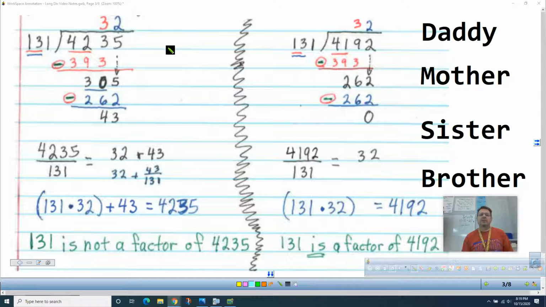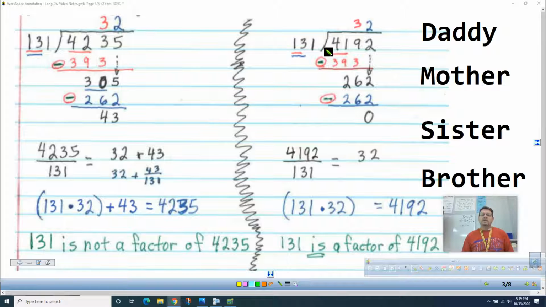But we have 2 different large numbers, the dividends, and they both have 32 on the top, but we have different results. When we take 4,235 and divide it by 131, we get 32 with the remainder of 43. So we can say that 131 is not a factor of that 4,235. It's not a factor because it doesn't come out even. That doesn't mean we can't do something with it, but it's not an even factor.